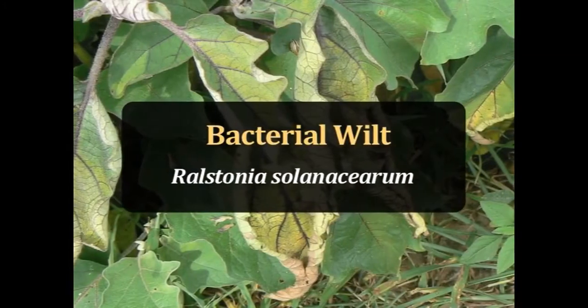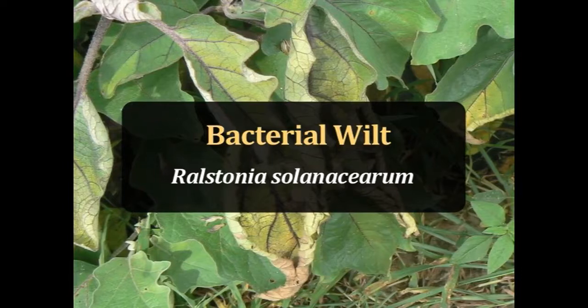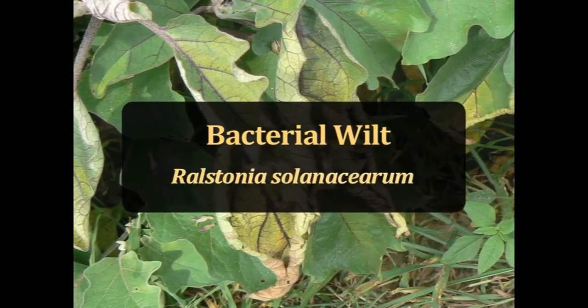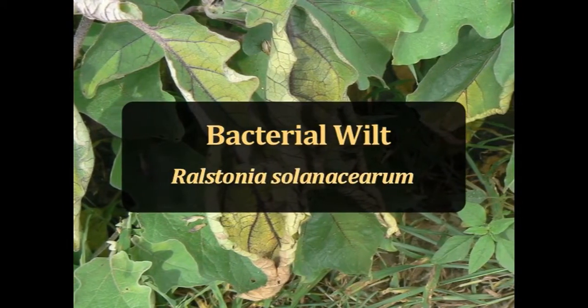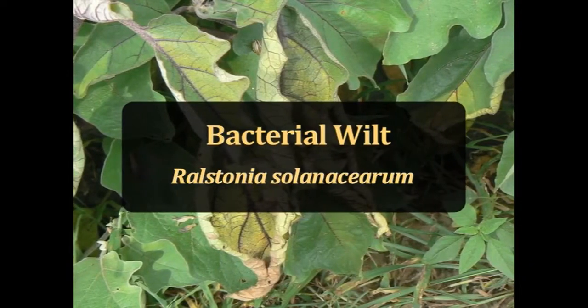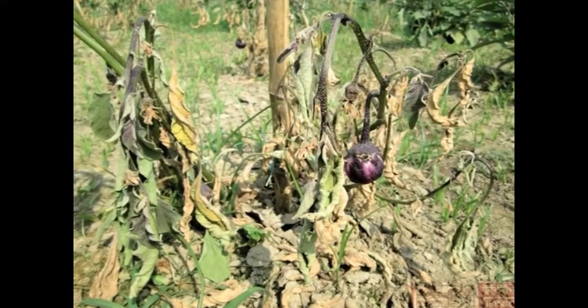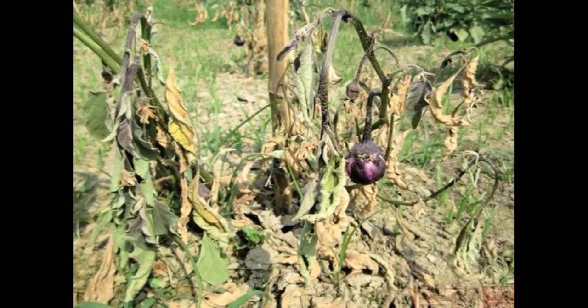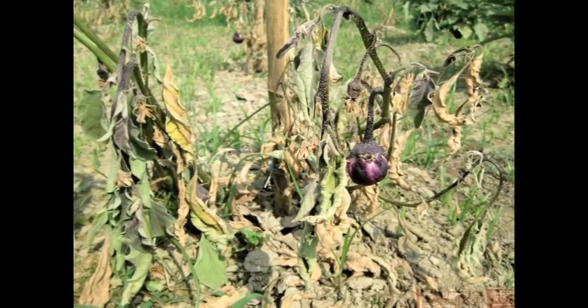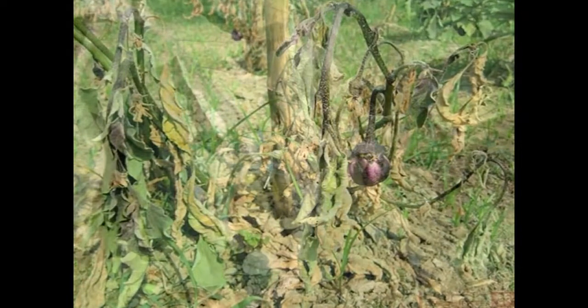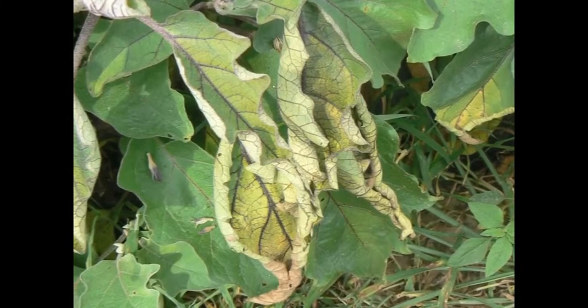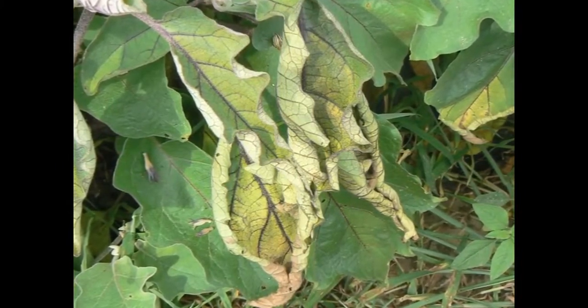Most important disease is the bacterial wilt. It is caused by Ralstonia solanacearum. Now coming to the symptoms of the disease. Wilting, stunting, yellowing of the foliage, and finally collapse of the entire plant are the characteristic symptoms of the disease. Lower leaves may droop first before wilting occurs.